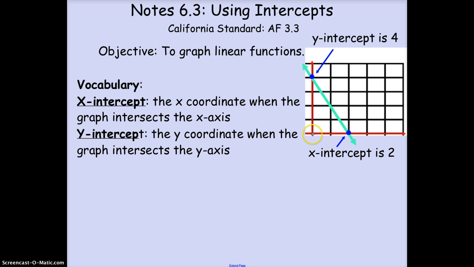The y-intercept is on the y-axis, so that means that's when x is 0. So remember, the opposite value is always 0, because we're not going over at all. We're simply going up or down. So we're moving along the y-axis 1, 2, 3, 4. The y-intercept is 4. As an ordered pair, that would be 0, 4.